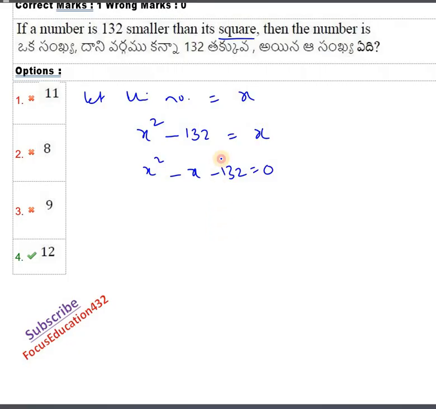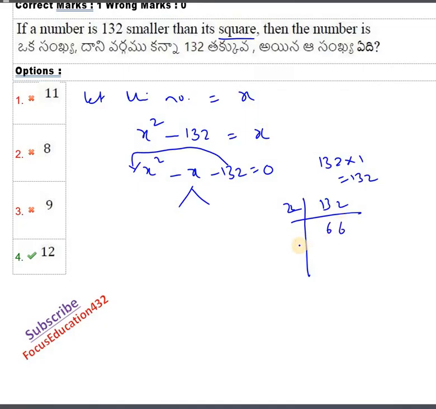Now we need to find the factors. So 132 multiplied with the coefficient of x square, that is 1, so 132 into 1 is 132. Now we have to split the middle term. So 132 means how? 2 6s are 12, then 2 3s are 6, then 3 1s are 3, then finally we get here 11.